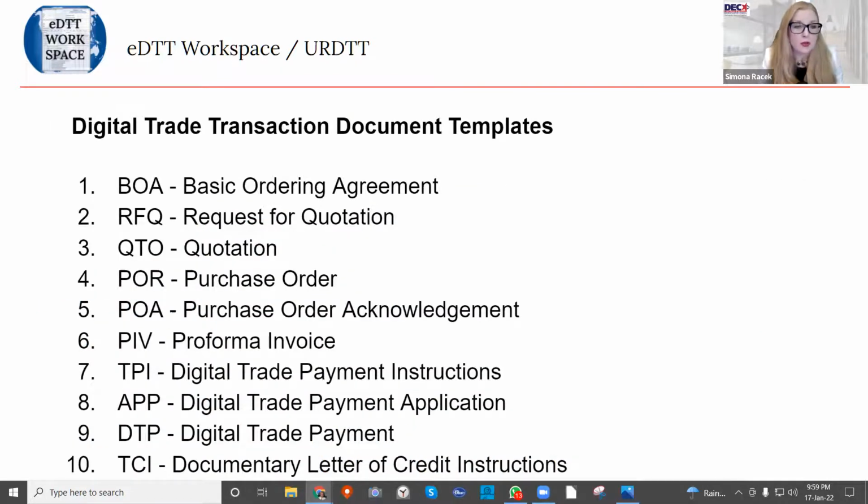The digital trade transaction workspace includes document templates for all the following documents required to structure, manage, and complete a digital trade transaction. You have the link to the workspace, so you have access to download for free all of the documents listed on this slide, from the basic order agreement template to the request for quotation template to quotation, purchase order, all the way down to digital trade payment application and the digital trade payment document.